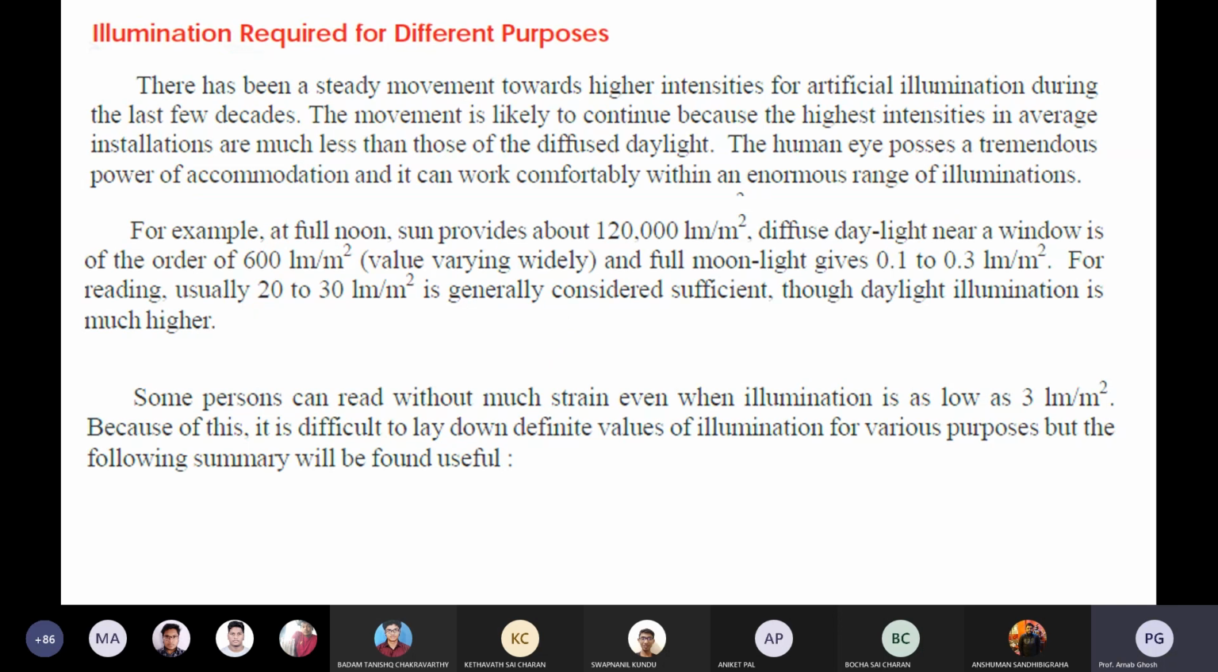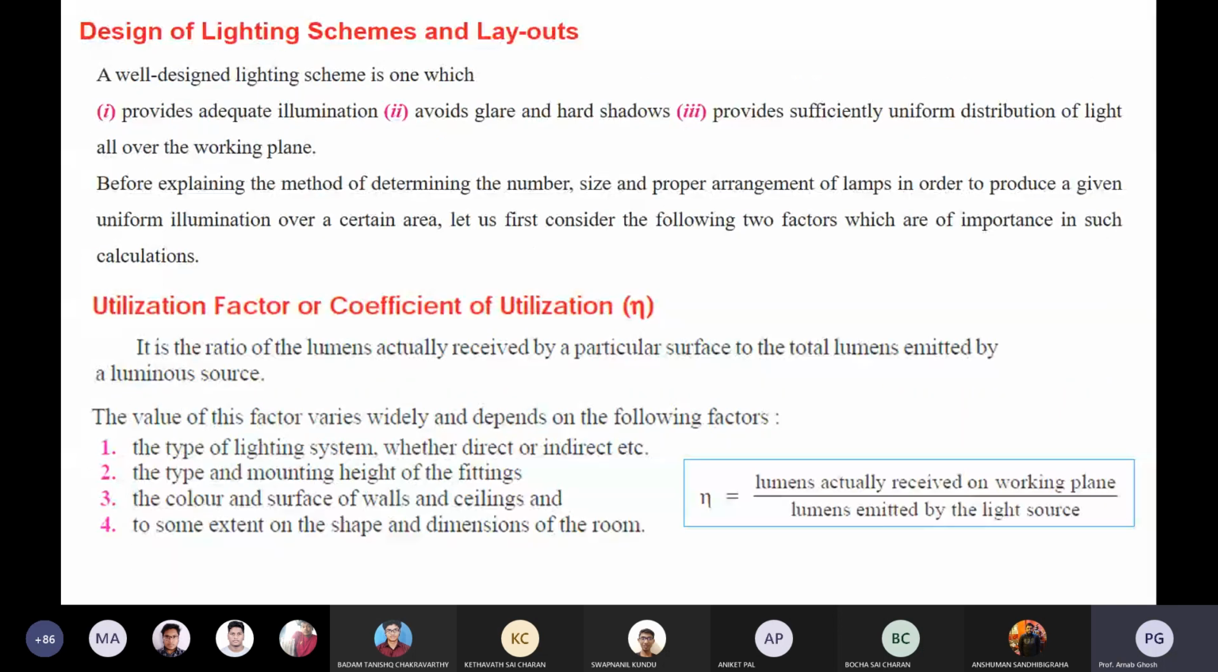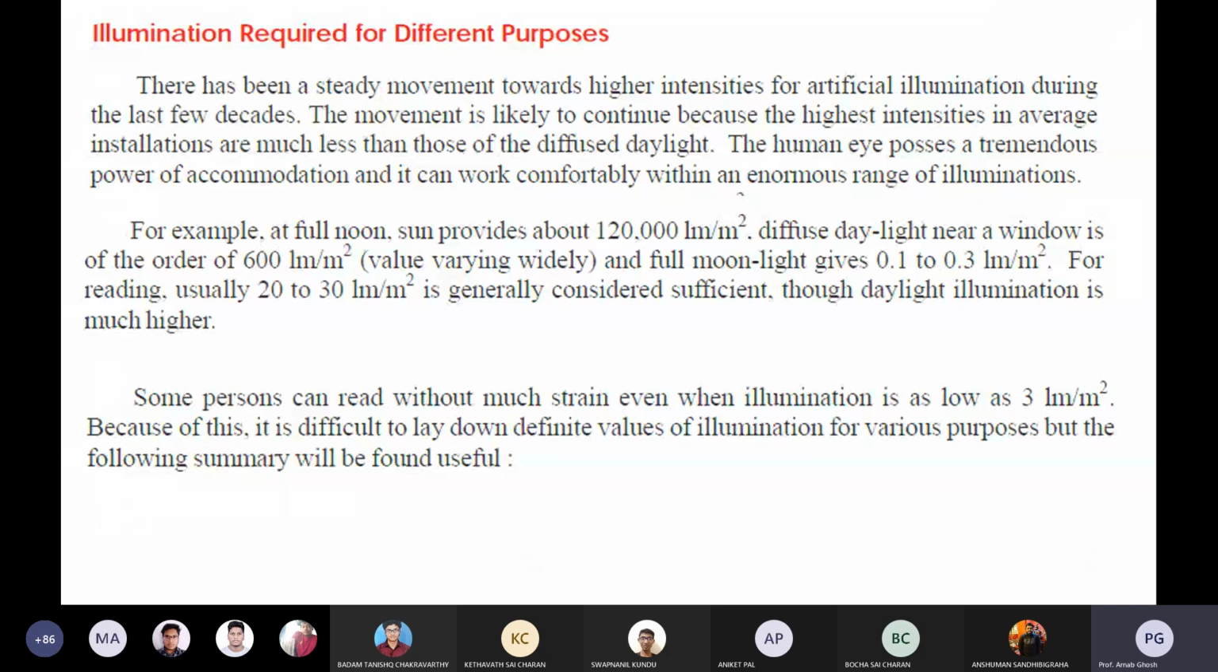Then the next portion we'll discuss in the next class. Illumination is required for different purposes. What are the purposes? Everything I will talk about in my next classes. Next class means Monday. Monday our class time is 2:15. I think it will start between 2:15 and 2:30.